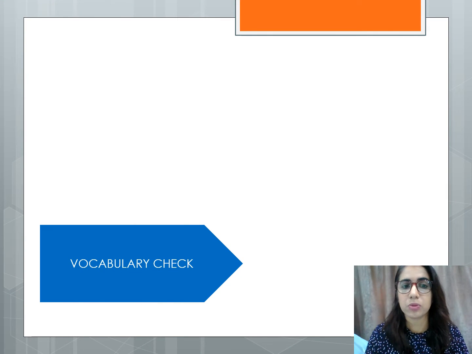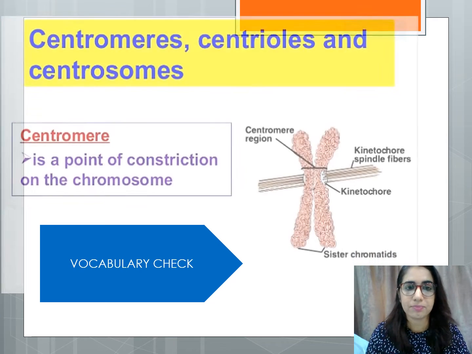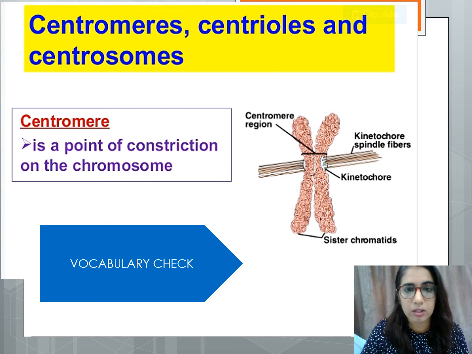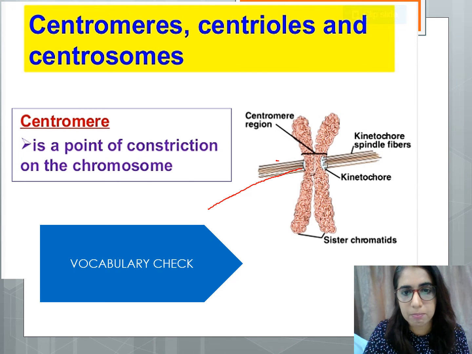Now let's do the vocabulary check before we go into the phases of mitosis. Centromeres, centrioles, and centrosomes. What is a centromere? The centromere is the point of constriction of the chromosome. Look here. This is the chromosome. There are two sister chromatids that are bound through the centromere. So this is the centromere that binds the sister chromatids.